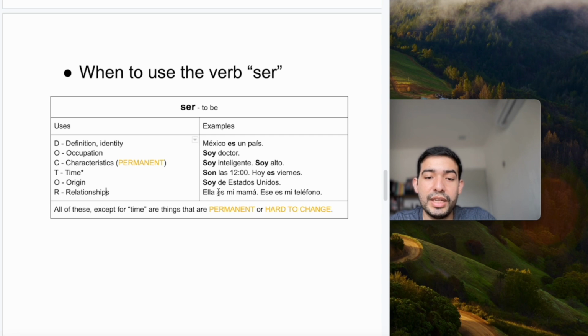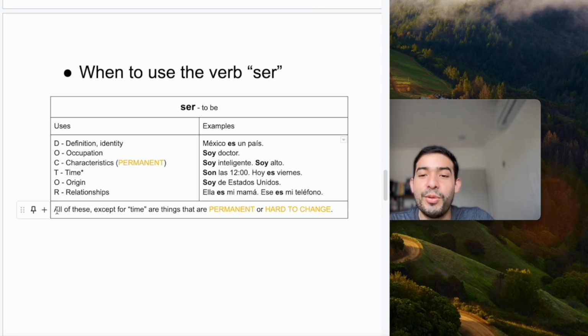R stands for relationships. For example, ella es mi mamá. ¿Sí? And also possession, for example, ese es mi teléfono. Well, that is my phone. Ese es mi teléfono. If you think about it, it is a relationship, right? Possession relationship between a phone and the owner, which is me.